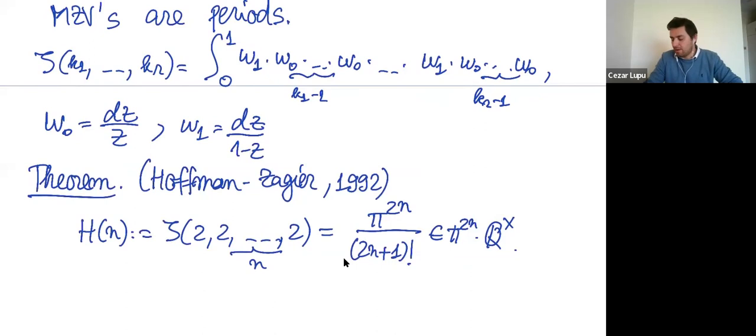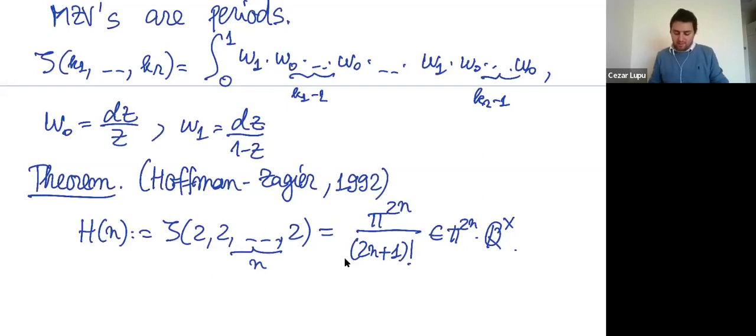Hoffman, in his paper, Multiple Harmonic Sums, gives a very elaborate, I would say, analytic combinatorial argument, but Zagier's argument is a little bit shorter. And in fact, this is the first, the simplest family of multiple zeta values for a Hoffman basis.